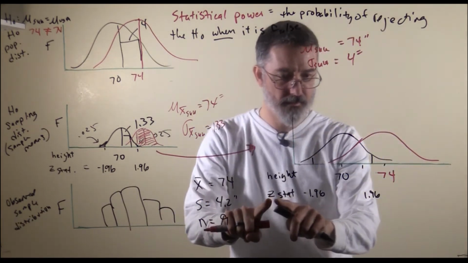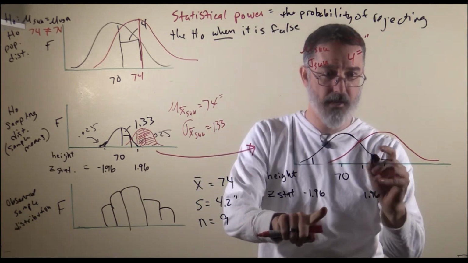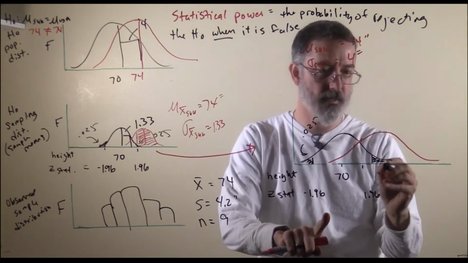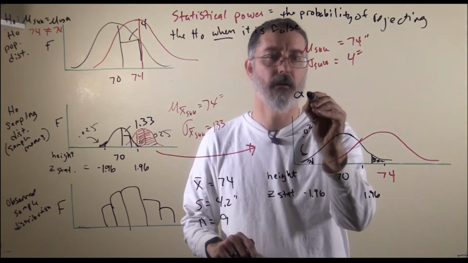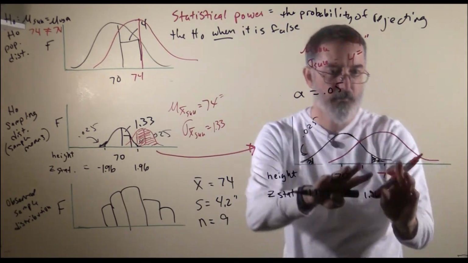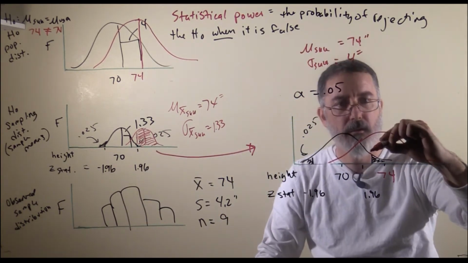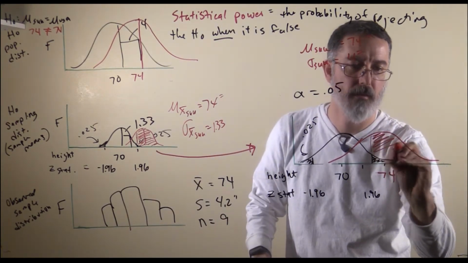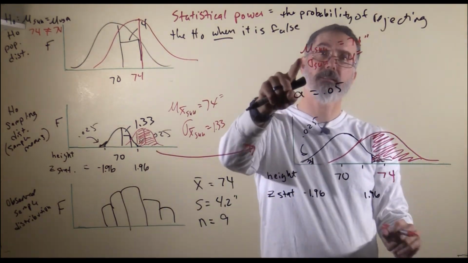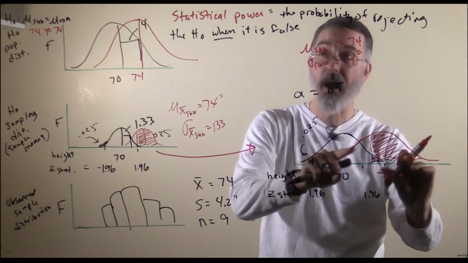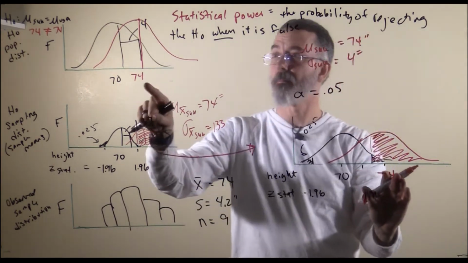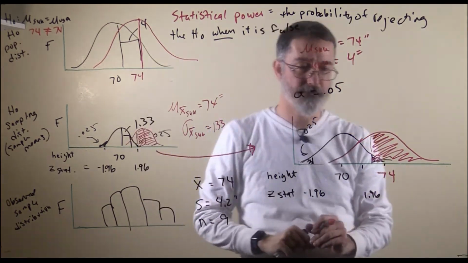Remember, our Z critical values are to have .025 on either side, right? Because our alpha is .05. And now what we want to do is figure out what percent of the actual samples that we'll observe are going to be beyond that cutoff, in which case we'll reject the null hypothesis when we should. So the area that I covered in here is the power. That's the probability of rejecting the null hypothesis when it's false. And in this case it is false because the population mean is really 74, not 70.